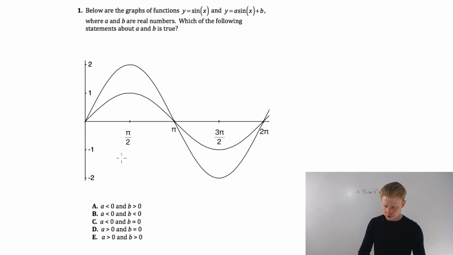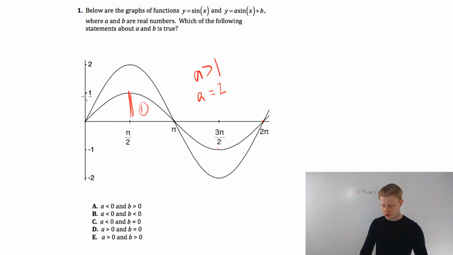Let's figure out which is our parent graph, sine of x. Well, this one goes from 0 to 1, goes back down, and it takes 2 pi. So this graph right here is our parent graph. And then we've got a sine of x plus b. Some changes happen. It's taller, goes up to 2. The amplitude was 1, and now the amplitude's 2. We know that a is going to be greater than 1, but we could actually say a is equal to 2.